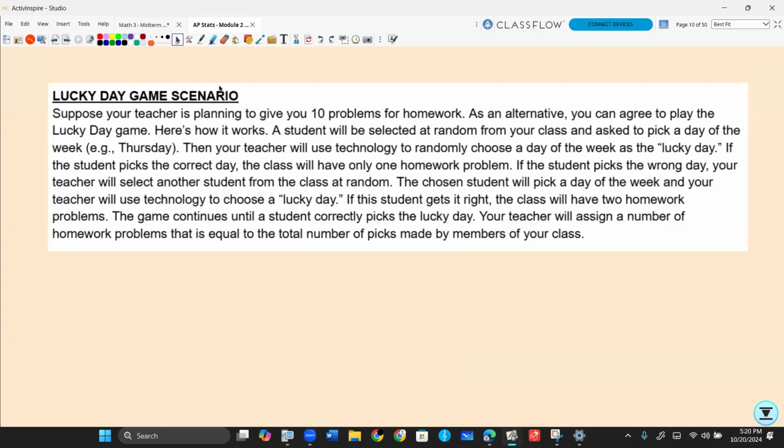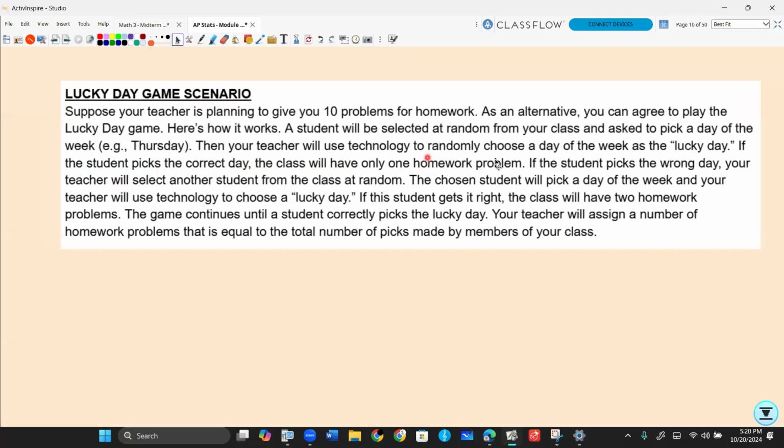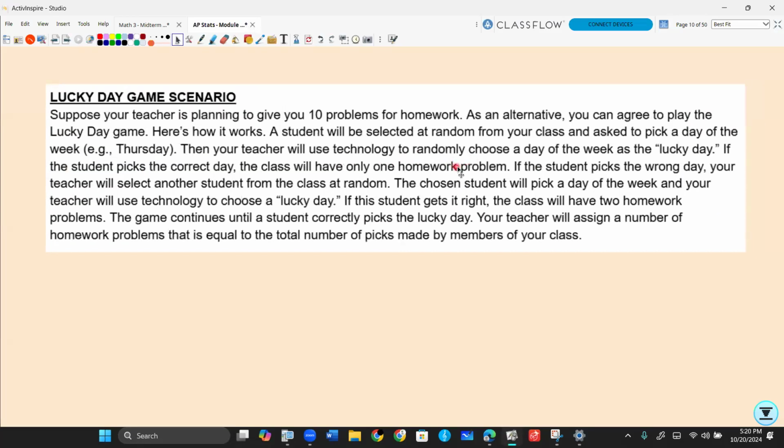Let's read through it. Suppose your teacher is planning to give you 10 problems for homework. As an alternative, you can agree to play the Lucky Day game. Here's how it works. A student will be selected at random from your class and be asked to pick a day of the week. So, for example, Thursday. Now, your teacher is going to use technology to randomly choose a day of the week. So we have random, so we don't have to worry about the independence rule.